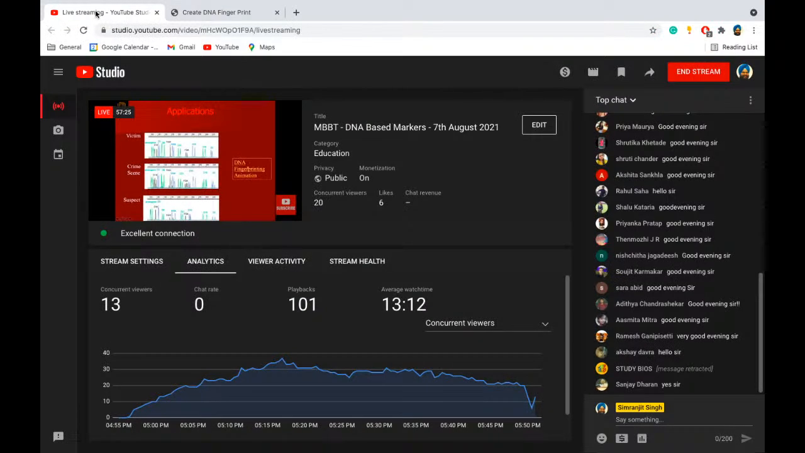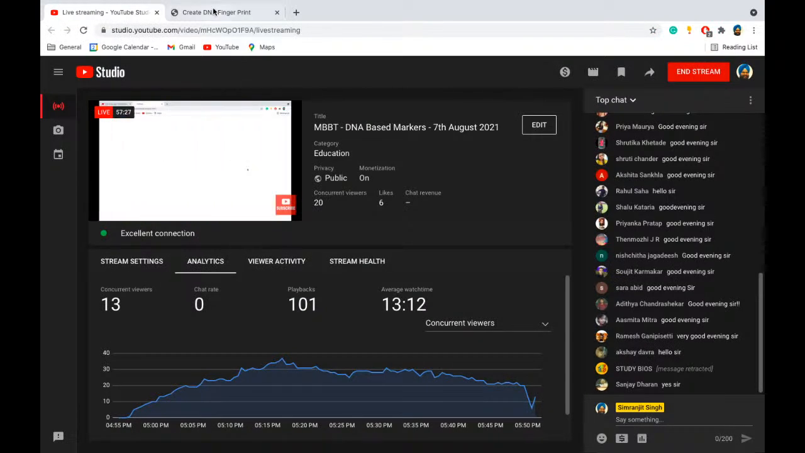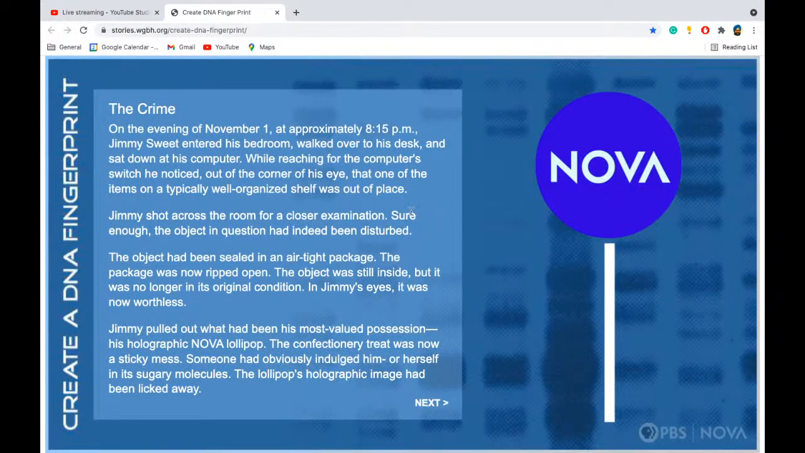So let's do a really quick animation here, one quick DNA fingerprinting. There's a Nova company on November 1st, approximately at 8:15. Jimmy Sweet entered his bedroom, walked over to the desk, and saw that everything was disorganized. He looked closely and saw that the airtight package seal was opened up, and his eyes were very scared. Jimmy's lollipop, his most valued possession, was opened up.